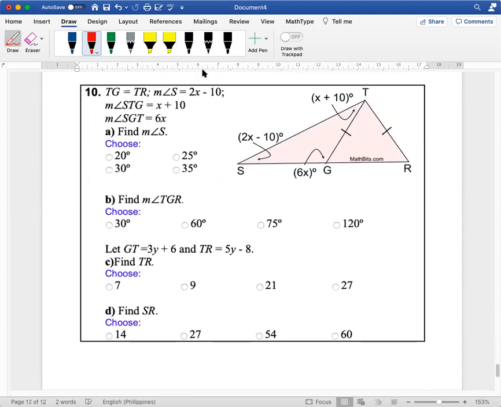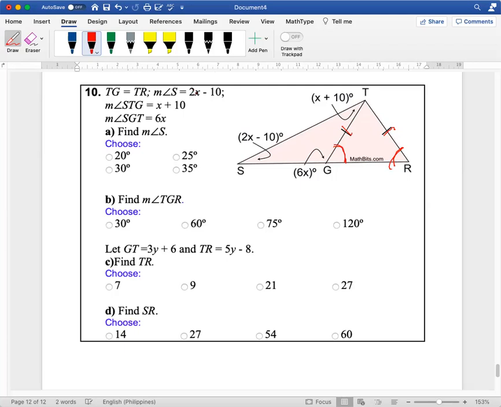In number 10, the problem is TG is equal to TR, as labeled, which means that triangle TGR is isosceles. So let's apply the given and also whatever we find in this triangle. If these two sides are congruent, then their opposite angles are also congruent. So these two angles are congruent.